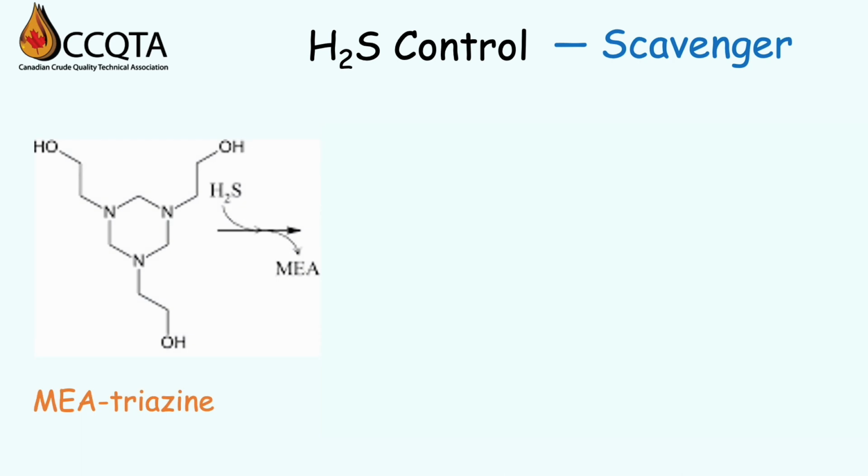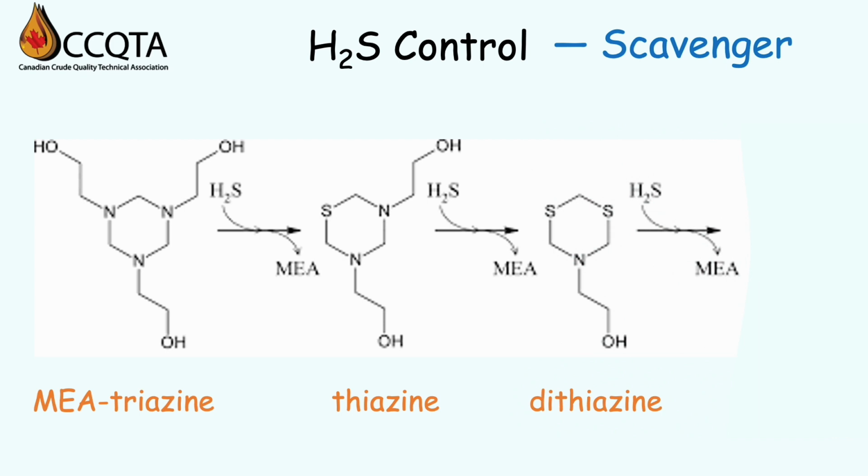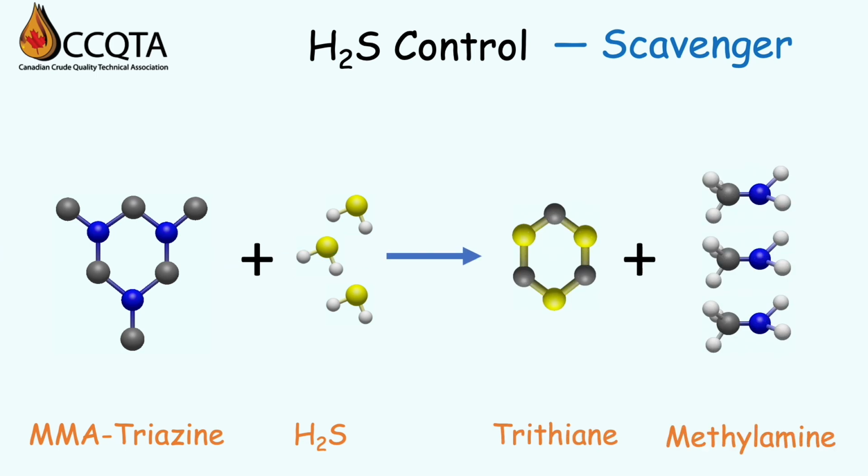Now in reality, the reaction has several intermediate steps where MEA triazine reacts with one H2S and then forms thiadiazine, and then reacts with another H2S to form dithiazine, and lastly with one more H2S to form trithiane. The reaction typically does not go all the way to completion, so it generally forms more dithiazine than either of the other two forms. MMA triazine has a very similar mechanism with similar intermediate steps as MEA triazine. However, the byproduct is methylamine as opposed to MEA.